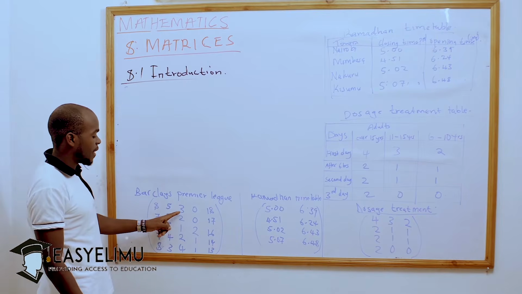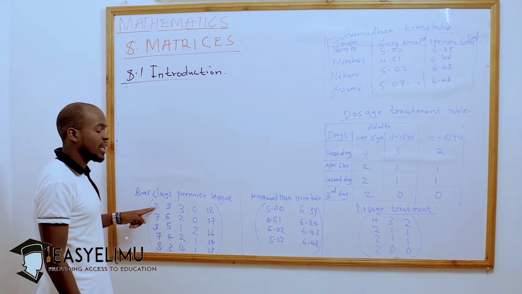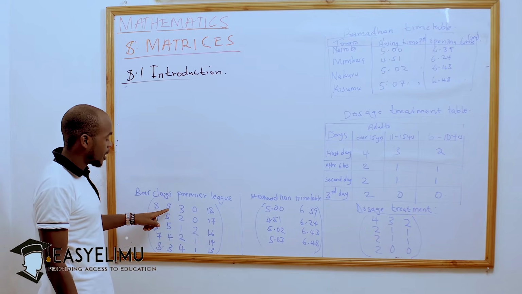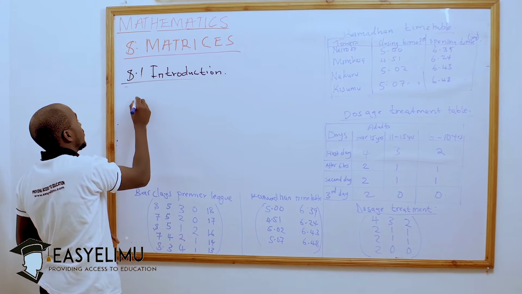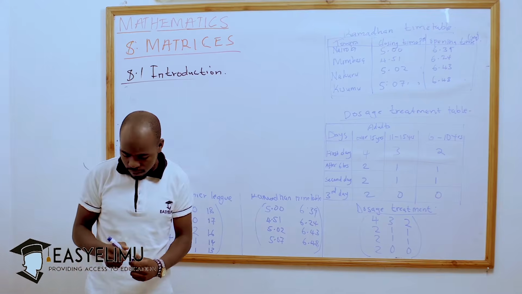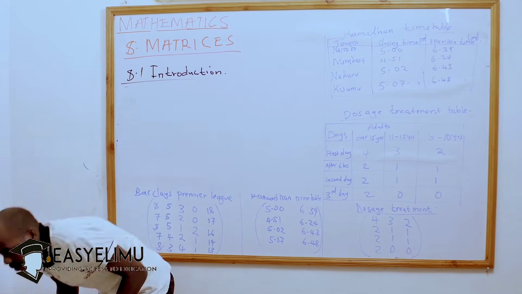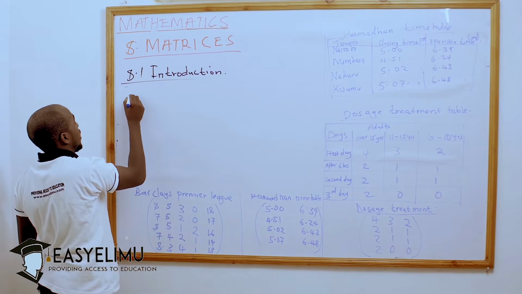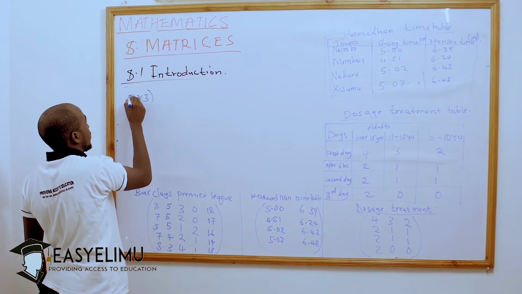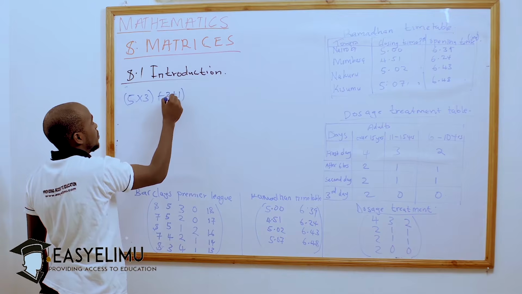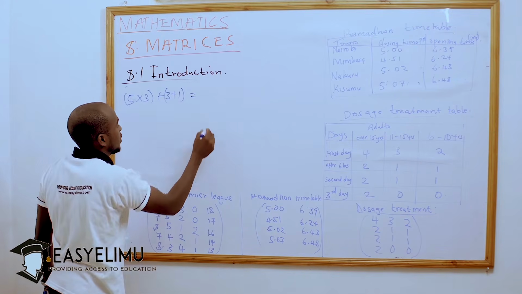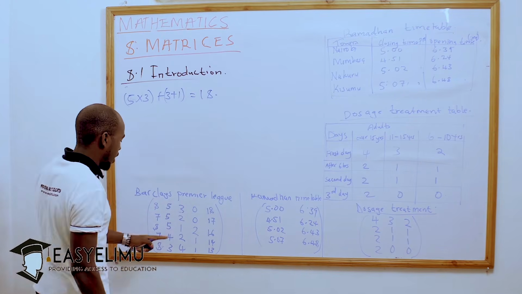Actually, if you take 5 plus 3, you will find out that the games played is 8. And if you take 5, multiply by 3, you add 2, 3 multiplied by 1, then plus 0. You will find out it is true, it is giving you 18.